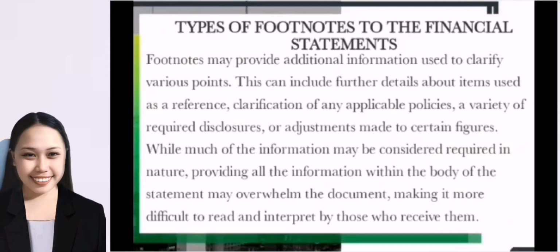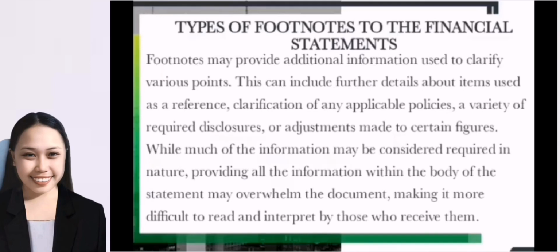Types of footnotes to the financial statements. Footnotes may provide additional information used to clarify various points. This can include further details about items used as a reference, clarification of any applicable policies, a variety of required disclosures, or adjustments made to certain figures. While much of the information may be considered required in nature, providing all the information within the body of the statement may overwhelm the document, making it more difficult to read and interpret by those who receive them.